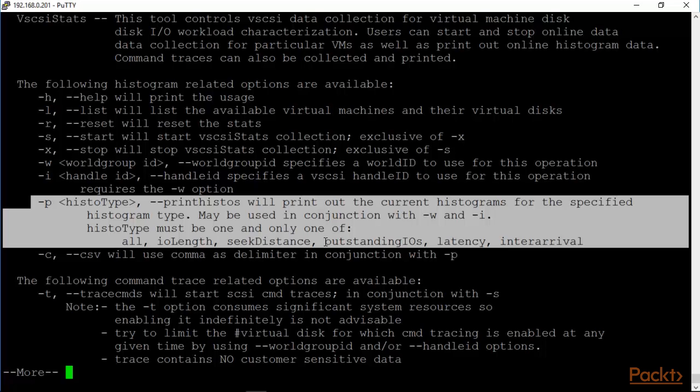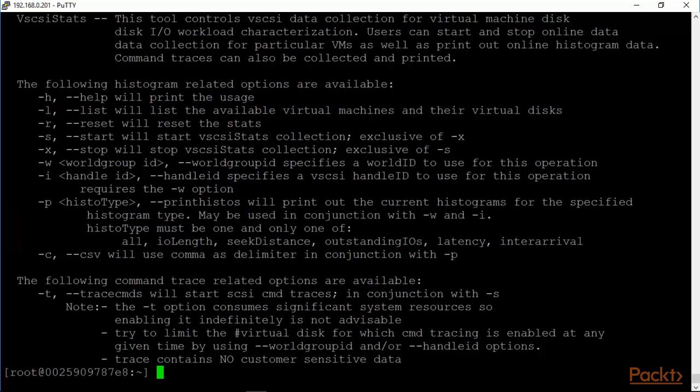The outstanding IOs at any given point in time, which is actually even now quite useful, including the latency as well. Inter-arrival is also relatively useful because it gives us the interval between SCSI commands that are coming to that disk. So with this, let's see how much information we have collected in this amount of time.